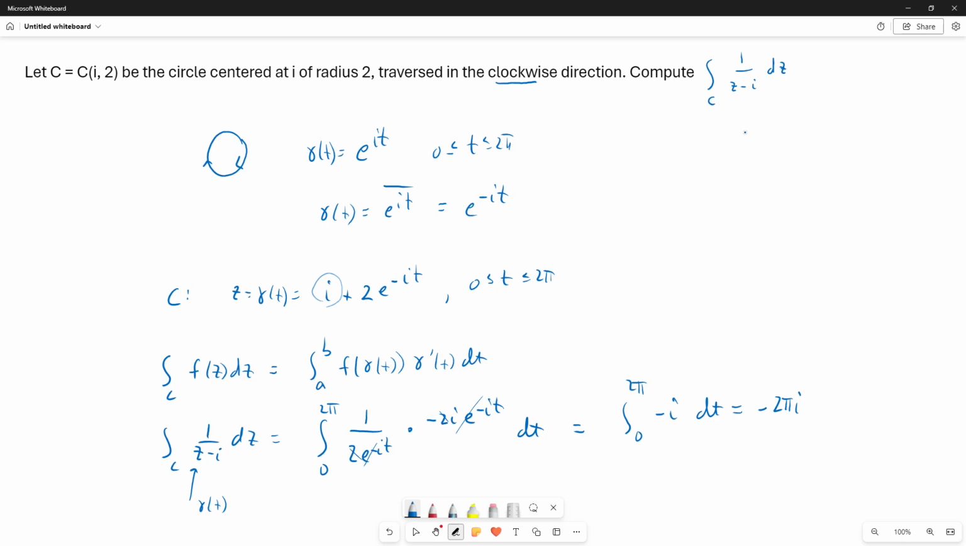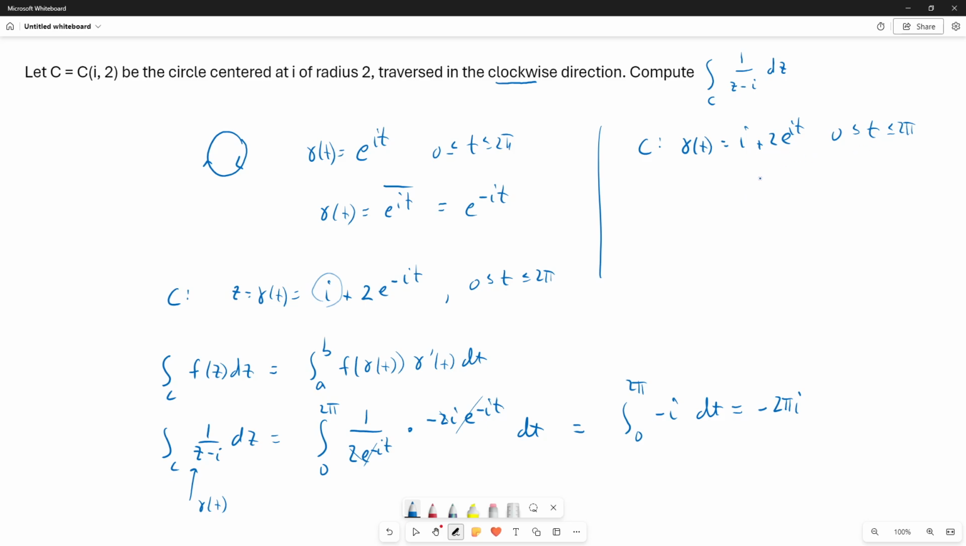Let's check that. Let's try this method too. Let's say that we'll go counterclockwise and then multiply by minus 1. So counterclockwise, we would have z equals gamma of t, which is i plus 2e to the it, where t still goes from 0 to 2 pi.